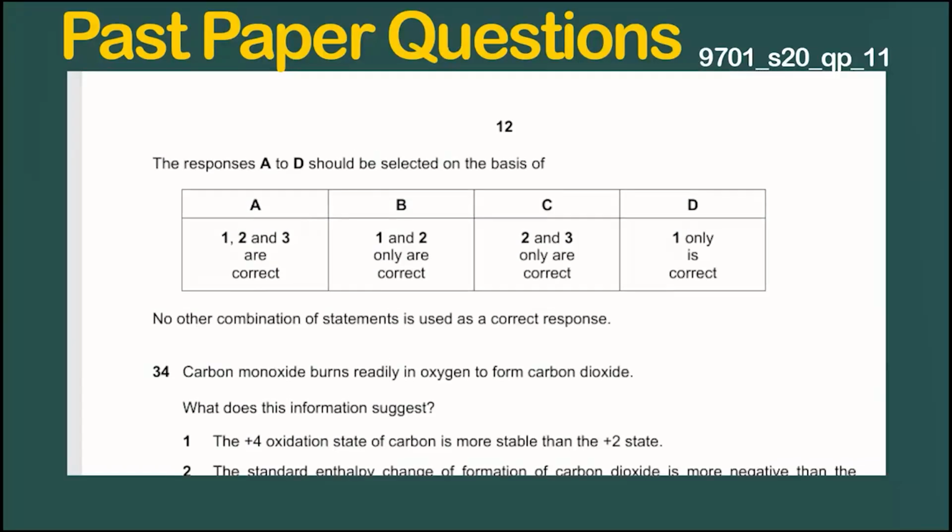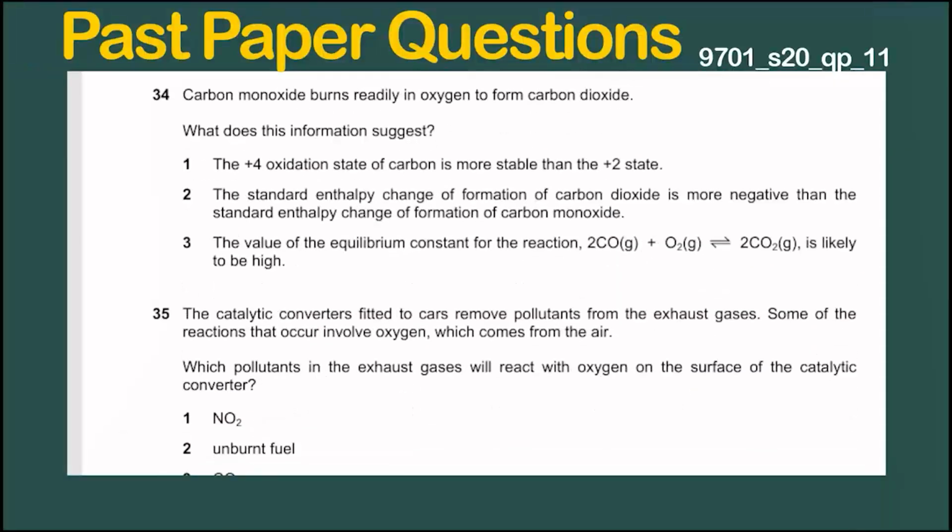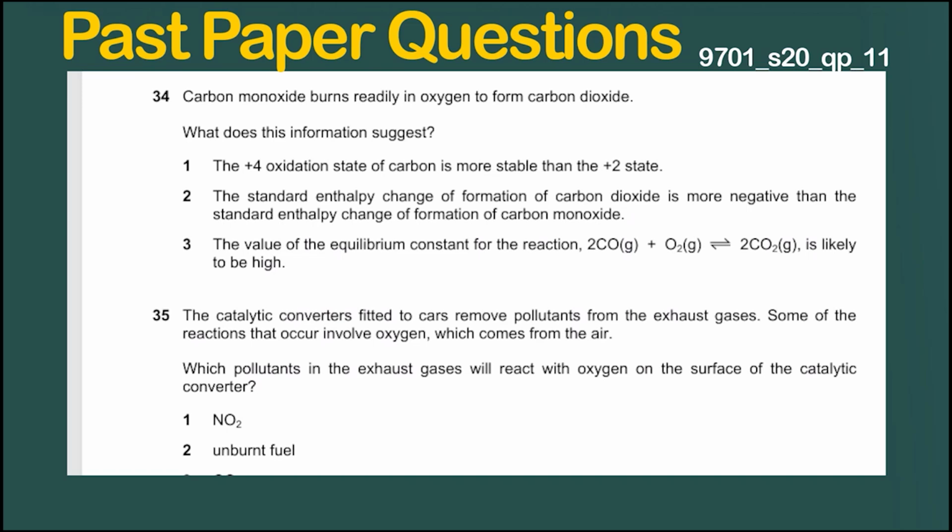Question number 34. Carbon monoxide burns readily in oxygen to form carbon dioxide. What does this information suggest? The positive 4 oxidation state of carbon is more stable than positive 2 oxidation state.